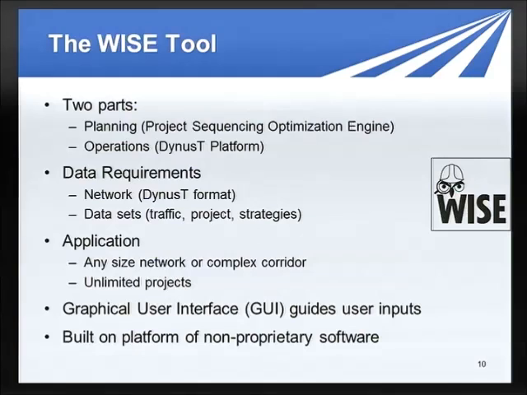So to get into the tool a little bit, there's a planning module and an operations module. And basically, the minimum data requirements going in are to put in a network. It generally uses a Dynasty format, but you can import a network or you can create a network. They definitely recommend importing a network rather than trying to create one fully in the tool. And then some data sets, some information on the traffic, the projects that you have in your program, and any strategies that you think you might want to use.